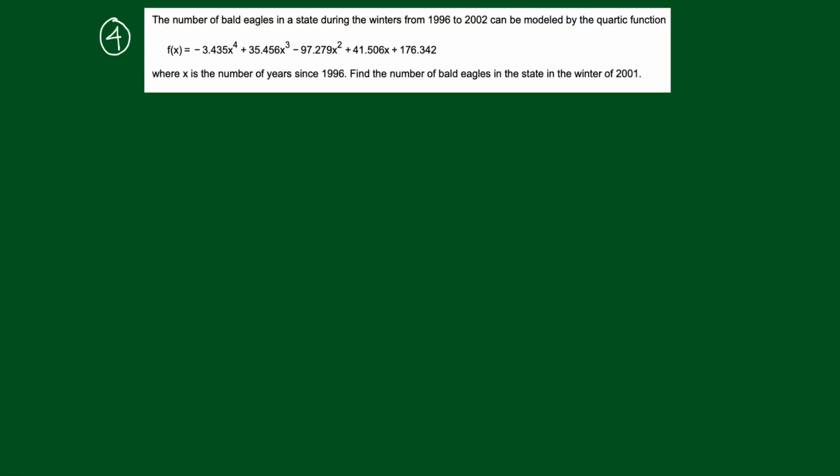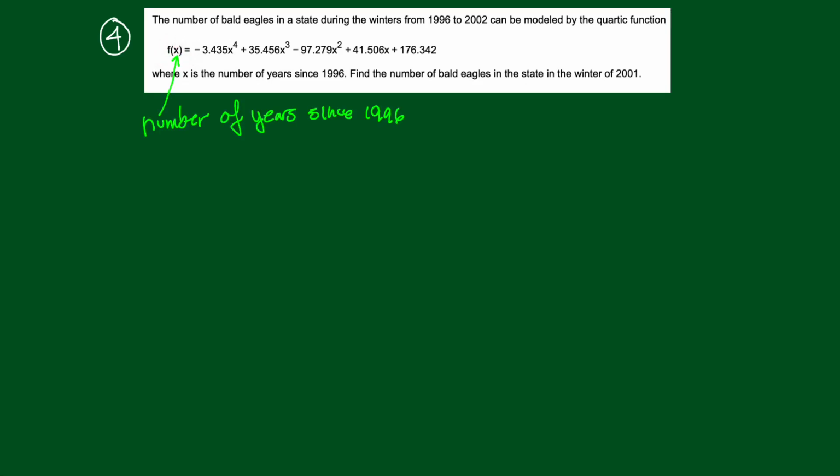Oh boy, look at this equation, this function here. It says the number of bald eagles in a state during the winters from 1996 to 2002 can be modeled by this quartic. Quartic means fourth degree, and there it is, the fourth degree, by this quartic function. Now, where x is the number of years since 1996.